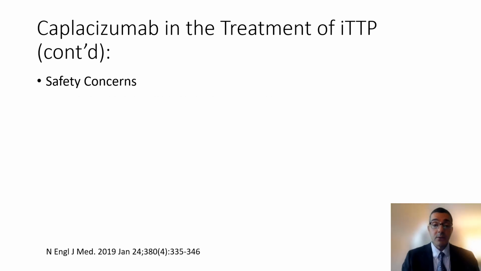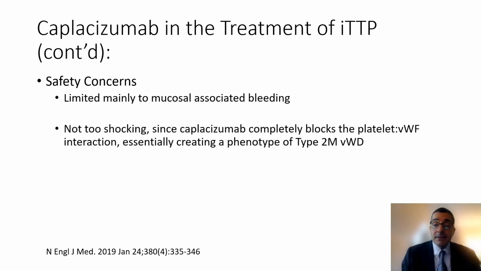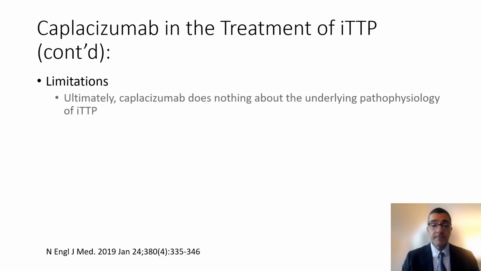Now, what's the other side of the coin there? What are the safety worries with caplacizumab? The biggest one is just mucosal-associated bleeding. And this is expected because this is what we're doing. We're blocking platelets from binding to their natural target of von Willebrand's. And that's usually related to things like nosebleeds, gum bleeding, nothing that was considered out of the ordinary.